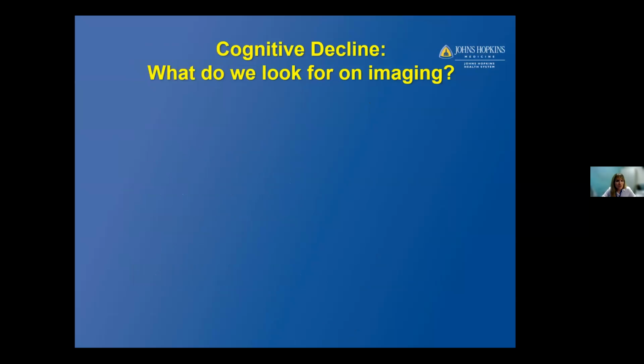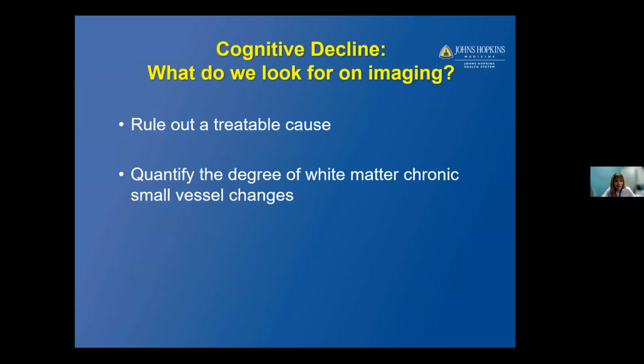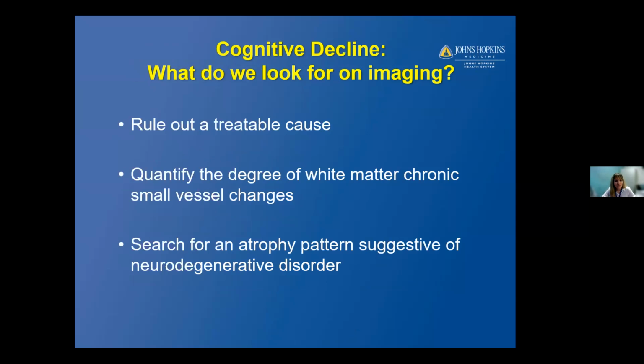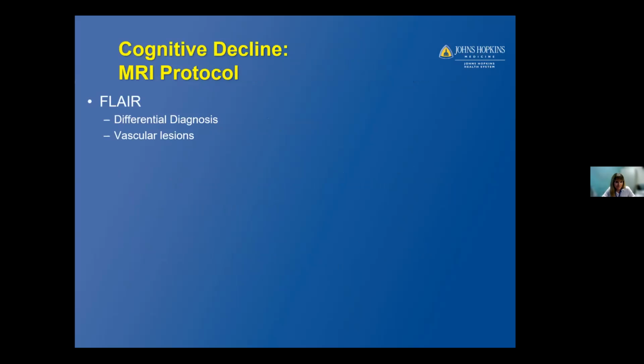So what do we look for on imaging? Basically, we want to answer three questions. First, we want to rule out a treatable cause. Then we want to quantify the degree of white matter small vessel changes. And finally, we will search for an atrophy pattern that is suggestive of a neurodegenerative disorder that could support or question the clinical suspicion of a specific disease.